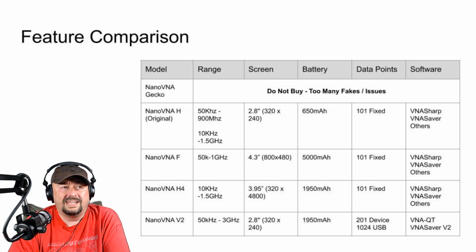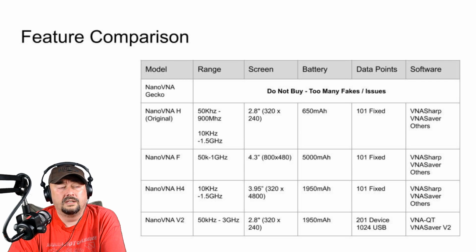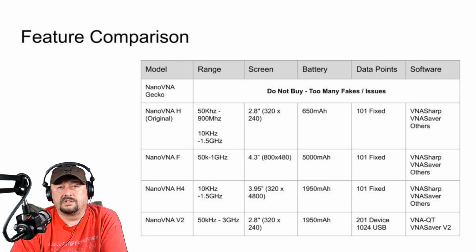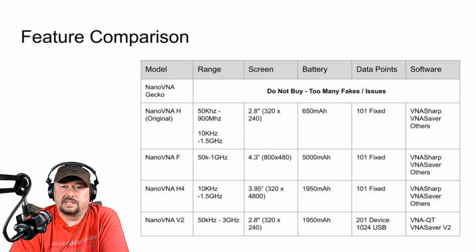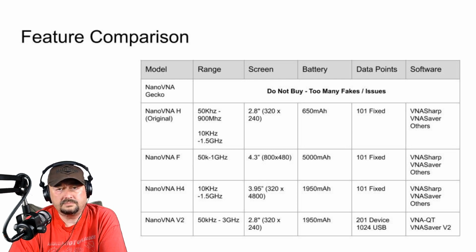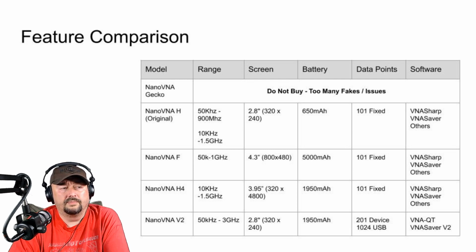Then you have the NanoVNA-F, and that was the first 4-inch model that was released, is my understanding. Your range is from 50 kilohertz to 1 gigahertz. The screen is actually 4.3 inches with a resolution of 800 by 480, which is fantastic. The battery is large at 5,000 milliamps, and it has 101 data points, just like the original NanoVNA, and you can use the same software to control it.